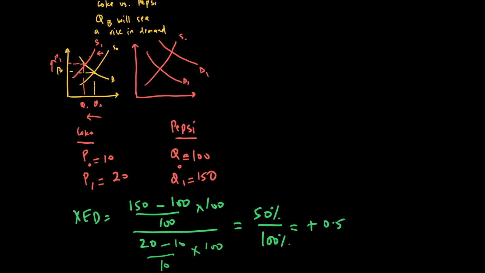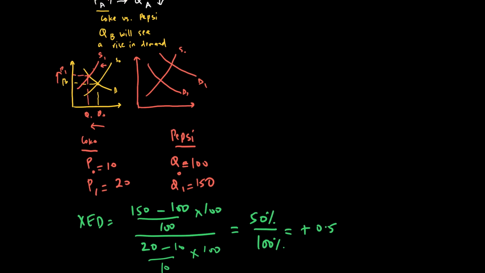This plus means that when the price of Coke goes up from 10 to 20, the demand for Pepsi goes up from 100 to 150, leading to a positive relationship between the price of one good and the demand of another good. So that's why XED for substitutes will be positive.